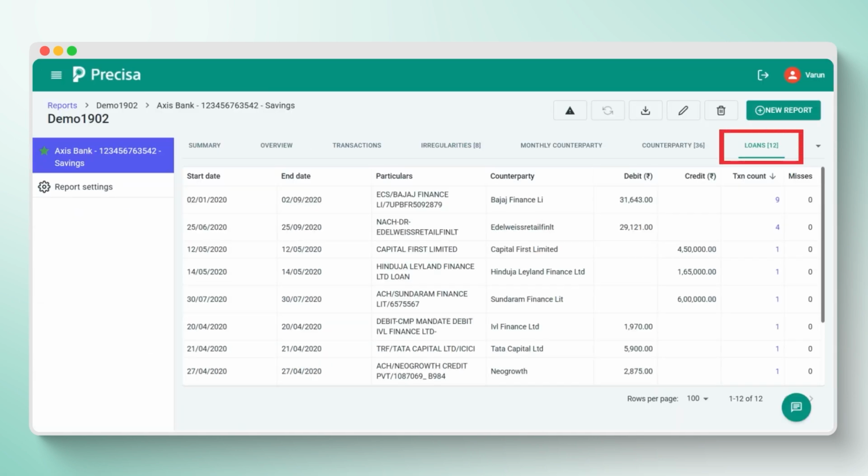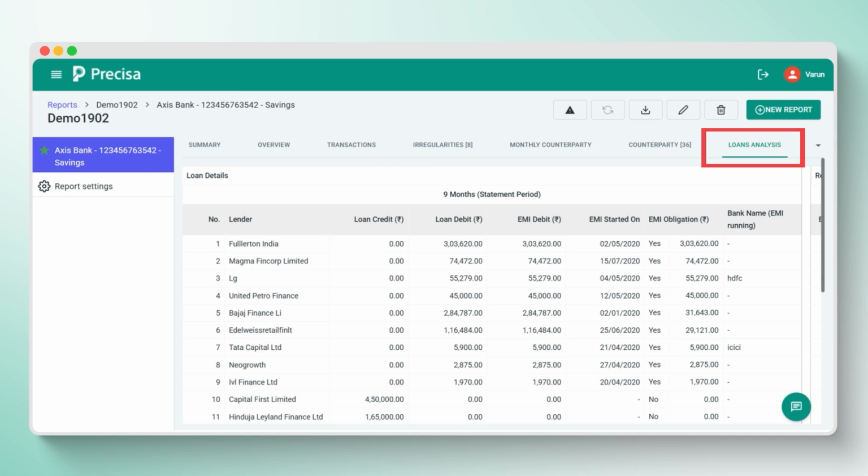Moving to the Loans tab, we find a table detailing various loans, including the counterparty, debit and credit amounts, transaction counts, and any missed payments. Under the Loans Analysis tab, the Loan Details table provides specifics for each lender, including the loan credit, debit, EMI details, start dates, and obligation status.